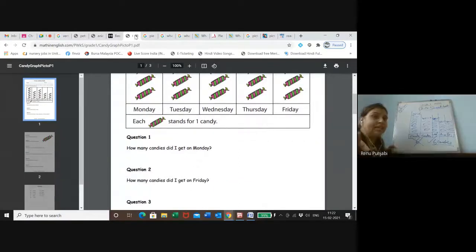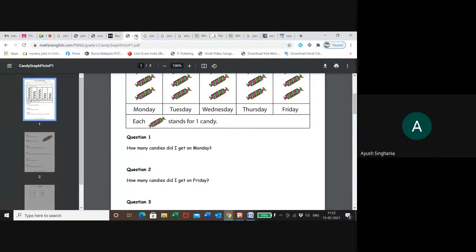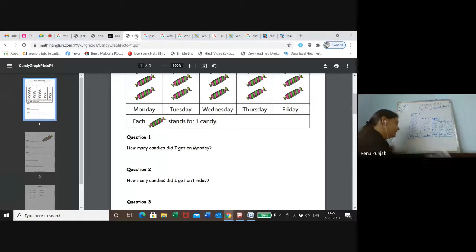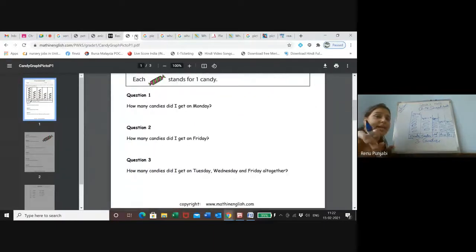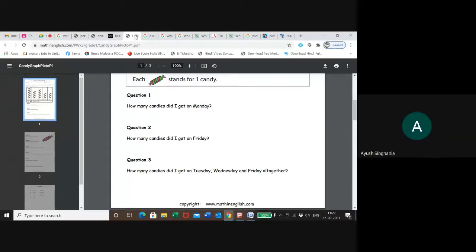Next question is, how many candies did I get on Friday? 3 candies. So you will write 3 candies, the full answer. Next is, how many candies did I get on Tuesday, Wednesday and Friday all together? So on Tuesday it was 4. On Wednesday it was 5. And on Friday it is 3. Now please add and tell me all together. 12 candies.